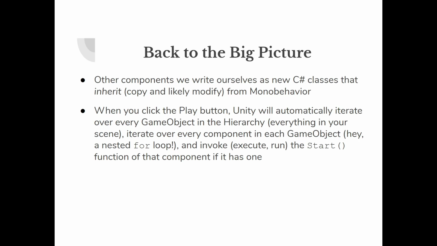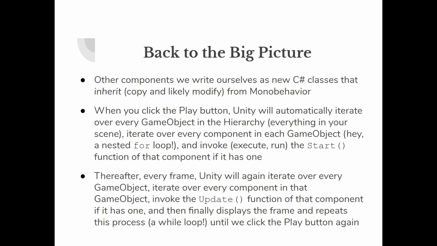So for example, when you click the play button, Unity automatically iterates over all of those game objects in the hierarchy. It runs through one thing, then the next, then the next, everything in the scene. It iterates over every component. It goes through every collider, every script, everything, and it's basically a big nested for loop, right? For every object in the scene, do this. Call their start function, and so on and so on. It executes that start function for that component if it has one.